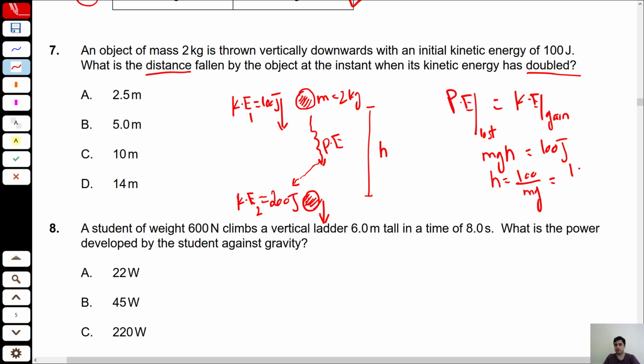Replace variables with the numbers. 100 divided by mass, which is 2, and g is 9.81, but for the purpose of a simple manual calculation, we will choose just 10. This cancels out. 10 divided by 2 is 5 meters. 5 meters.